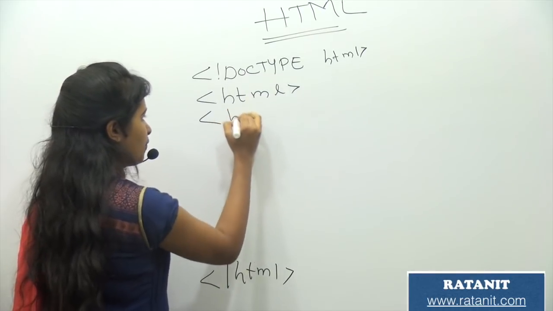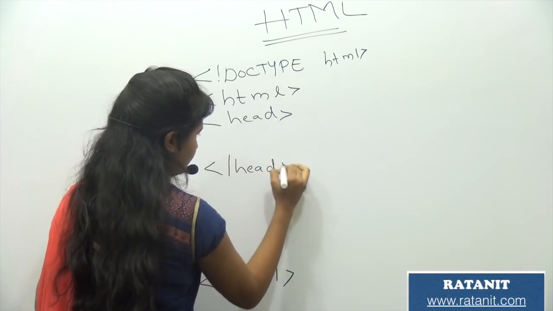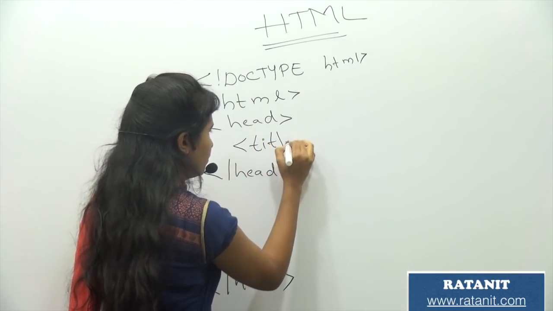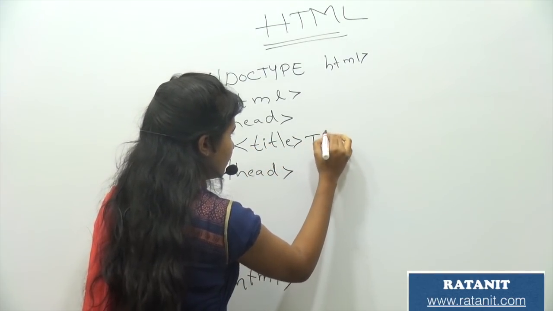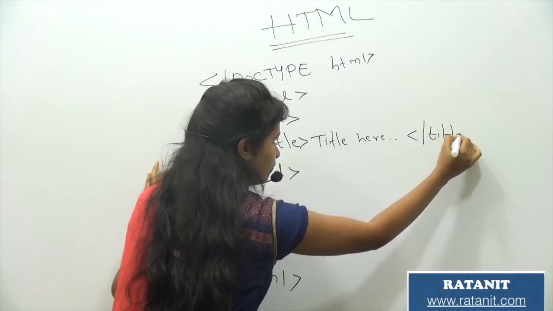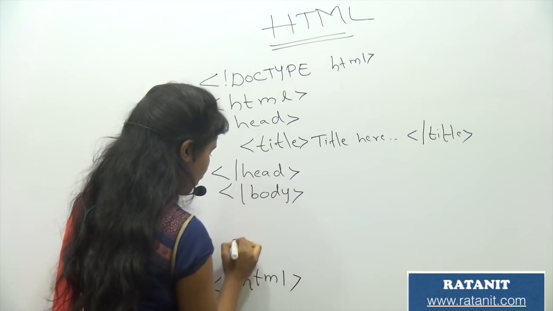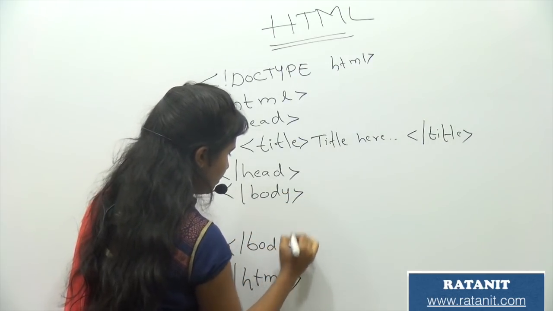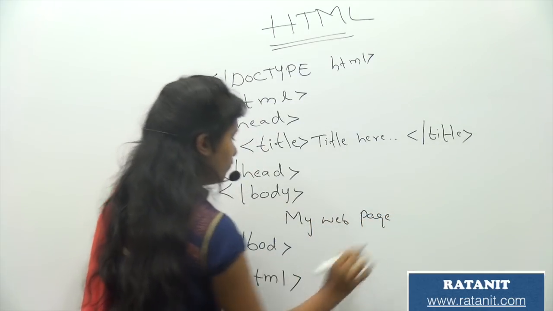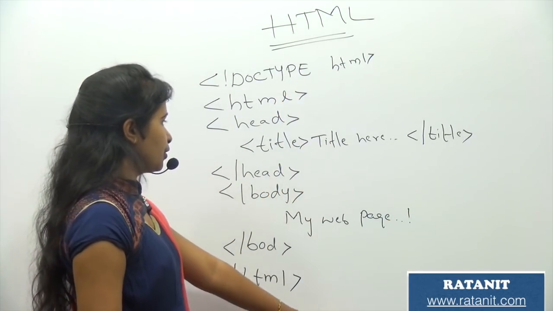And in HTML I have my header portion. In the head portion I also have another tag, that is the title tag, and I can write my title here, and I need to close this title. And after the header I have my body portion. This is my body portion, and here in the body my web page will work. Okay, this is the basic HTML page we are going to execute.